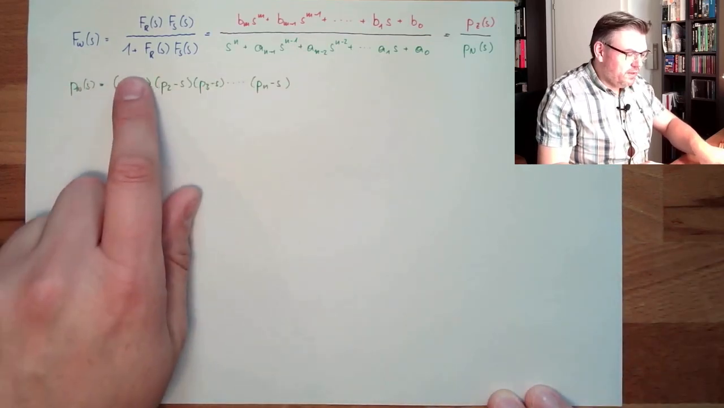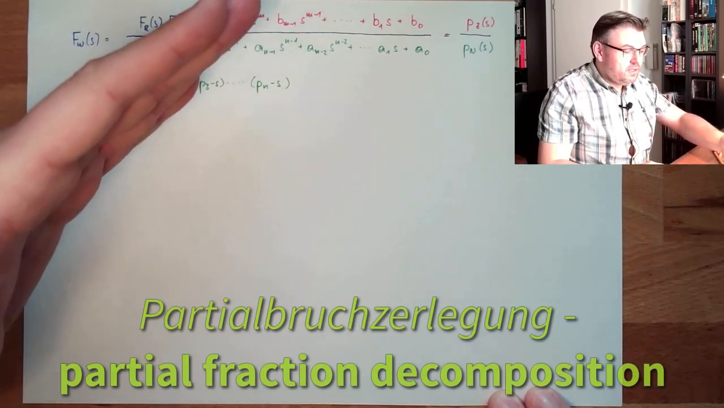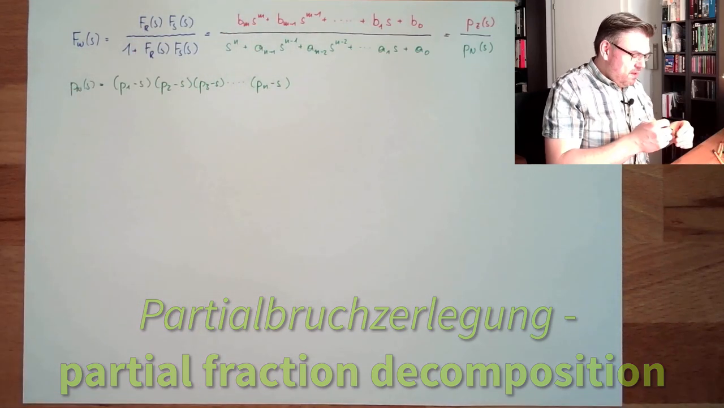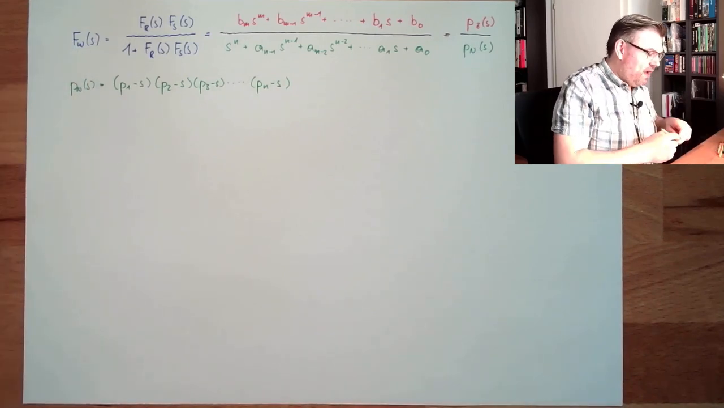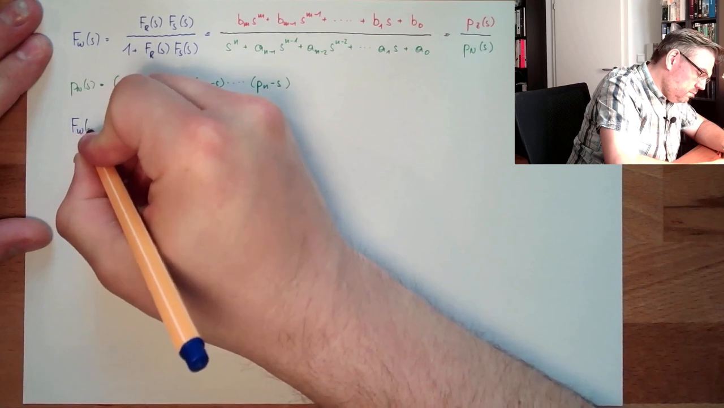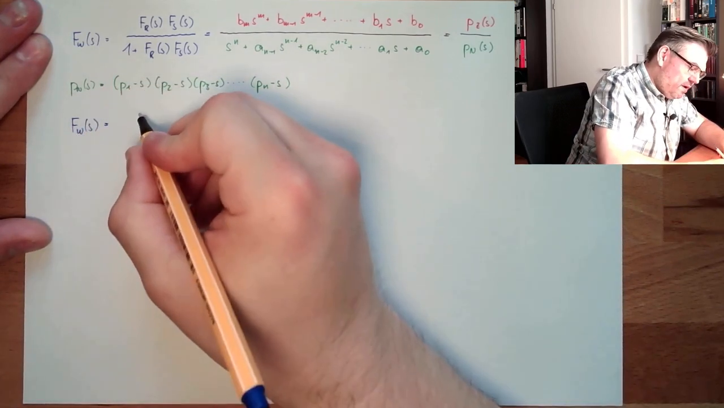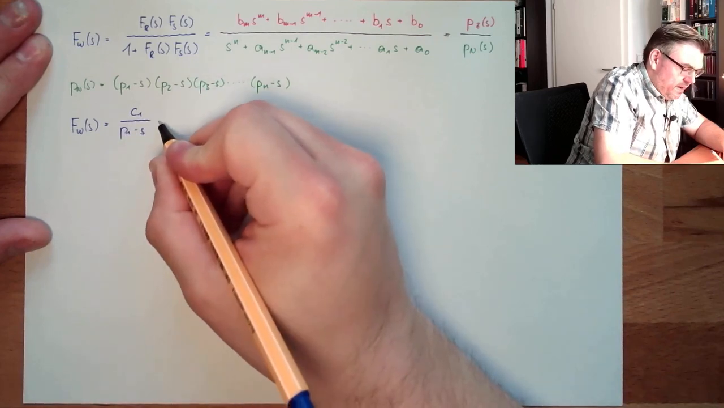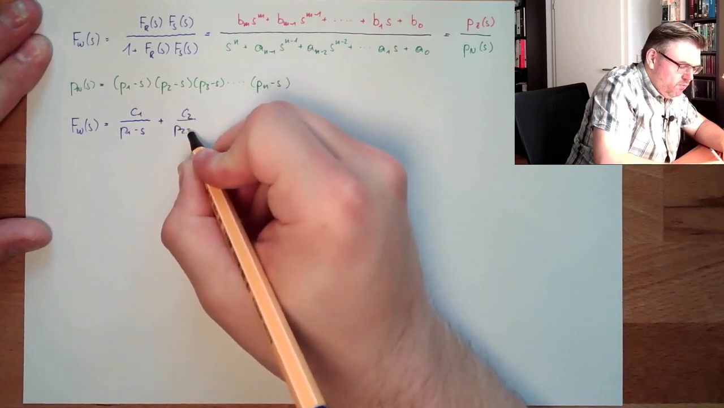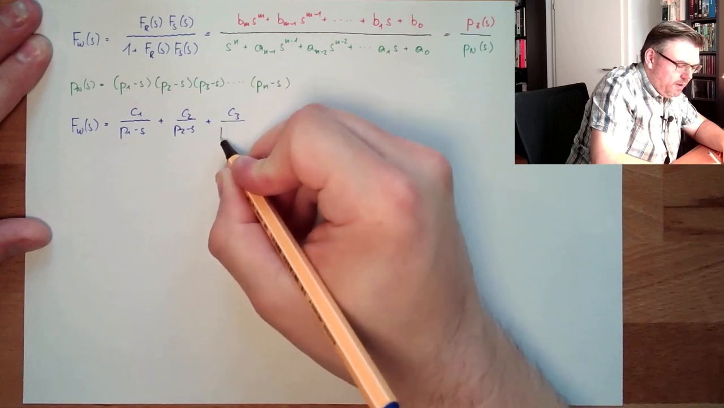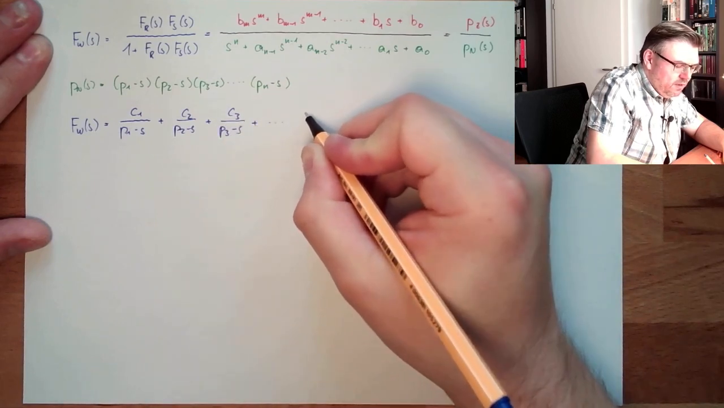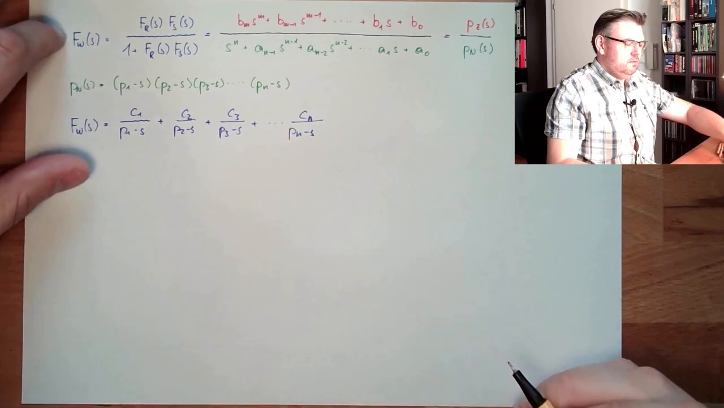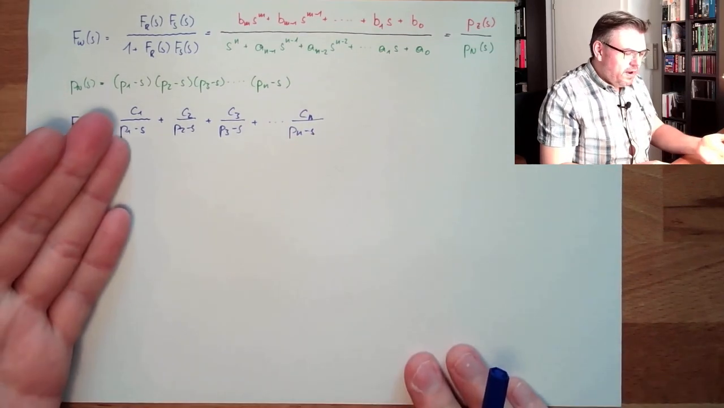If I use it like this, I can make a partial fraction decomposition, eine Partialbruchzerlegung in German. And my transfer function F_W would look like this. I have a coefficient c_1 divided by p_1 minus s, then a coefficient c_2 divided by p_2 minus s, then a coefficient c_3 divided by p_3 minus s, plus and so on, a coefficient c_n divided by p_n minus s. This is simply another representation of the above.